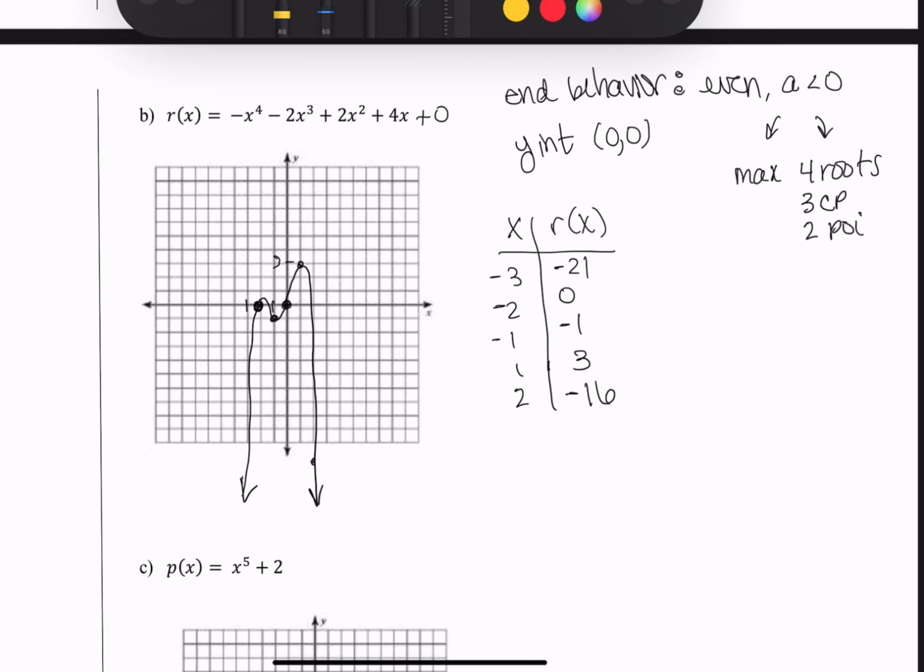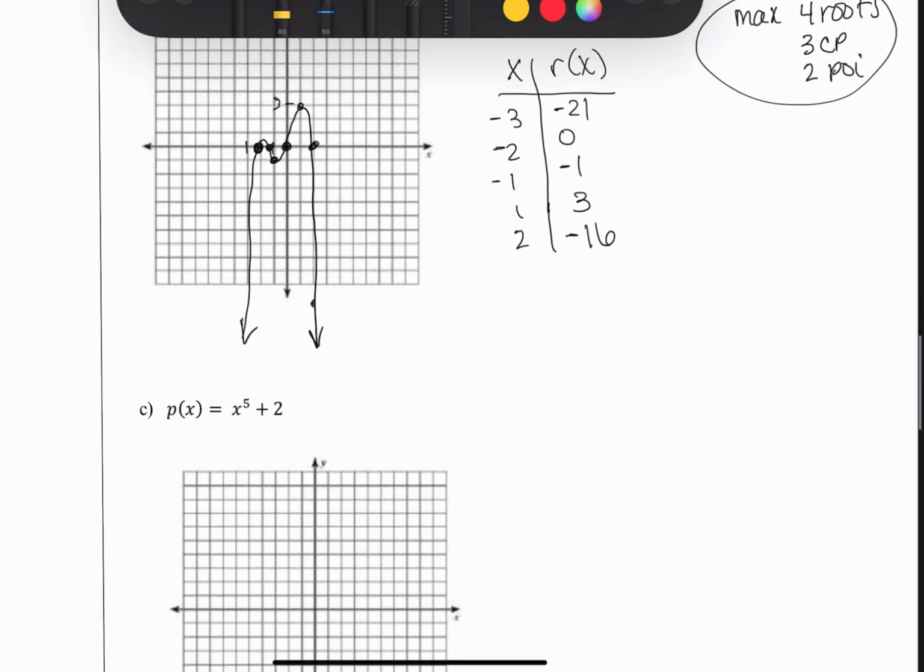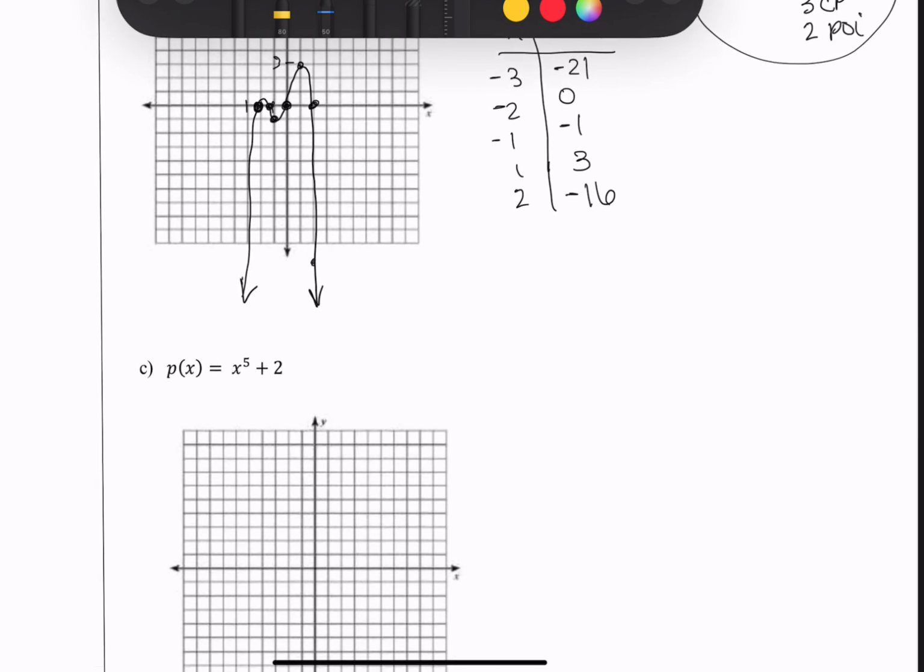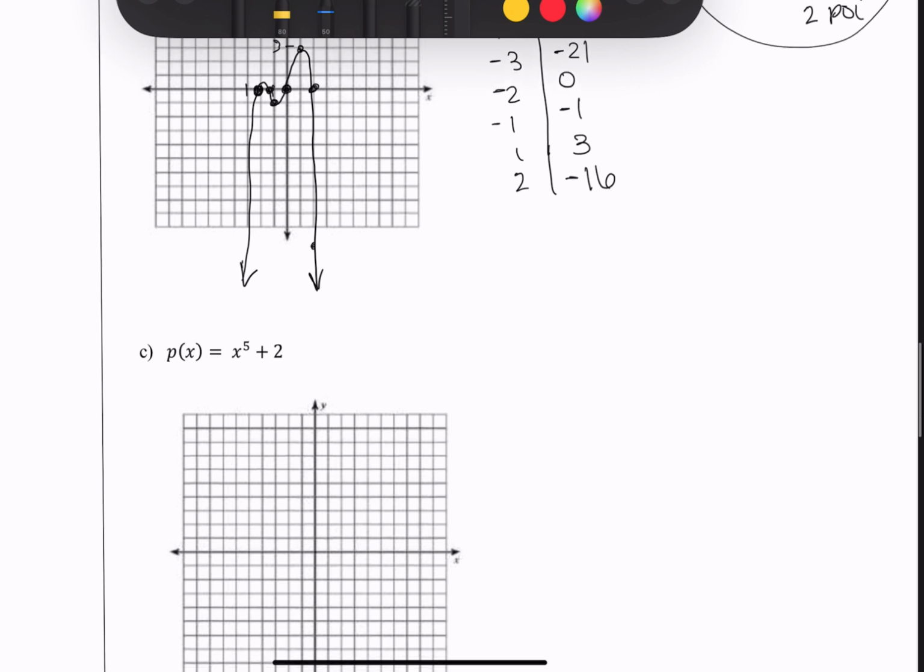I'm making some educated guesses based on what I know about this graph due to the fact that I know its degree. I explored some information about roots, critical points, and points of inflection. Okay, so the end behavior matches what I believe the end behavior to be, right? I think it should be down on both sides. Good enough graph for this point in our education. We will get more specific as time goes on.